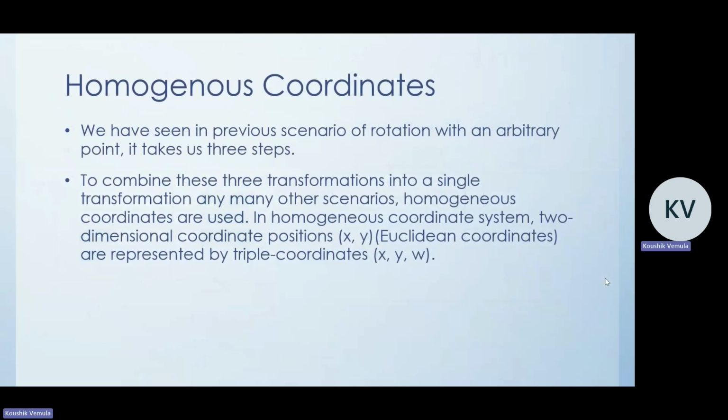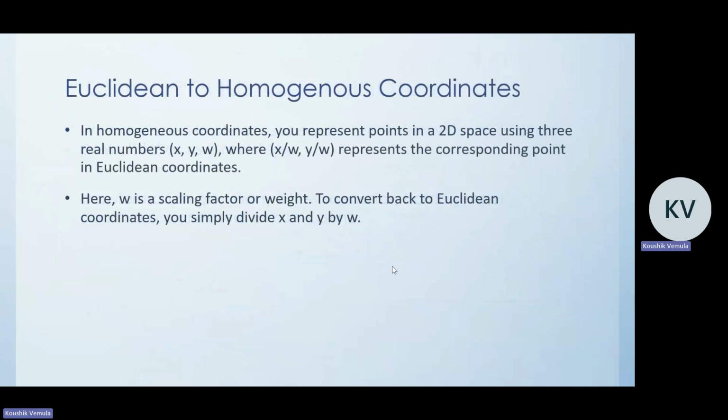Homogeneous coordinates. Consider the previous scenario of rotation about an arbitrary point. It takes us 3 steps. To solve these kinds of scenarios, we will be using homogeneous coordinates. Homogeneous coordinates for a two-dimensional coordinate position x, y are represented by triple coordinates x, y, and w. In homogeneous coordinates, you represent points in a 2D space using 3 real numbers. If it's a 3D space, we'll be using 4 real numbers.